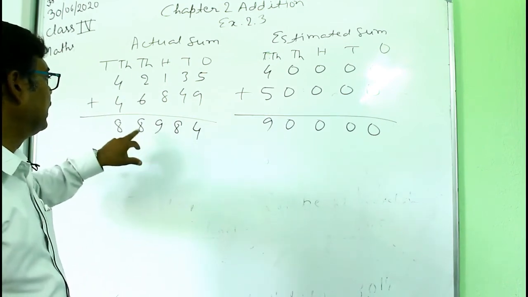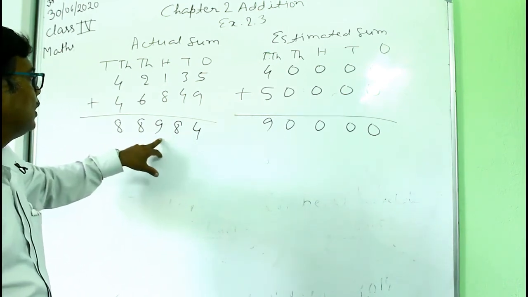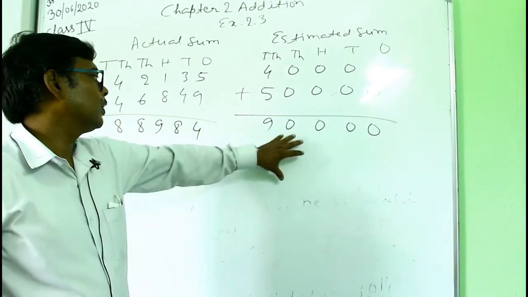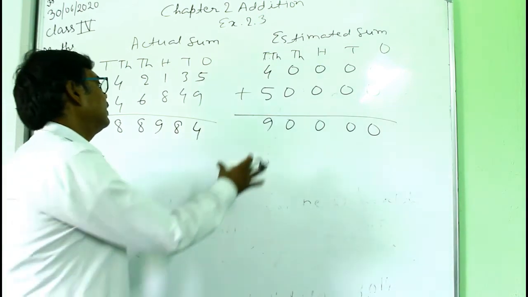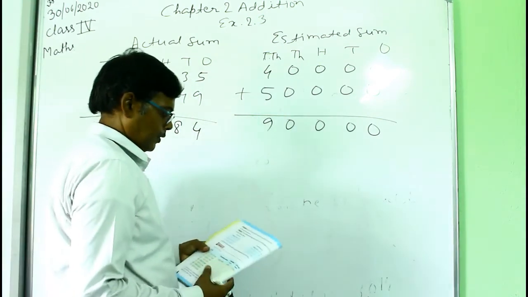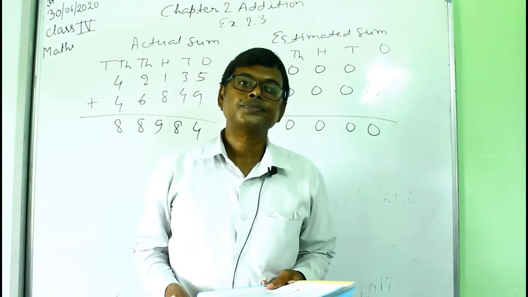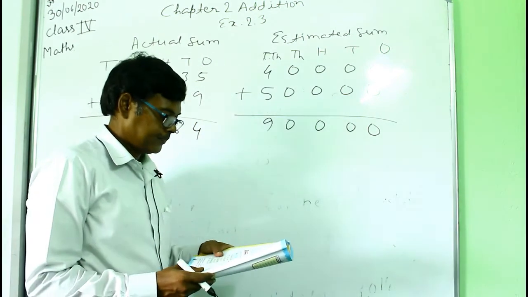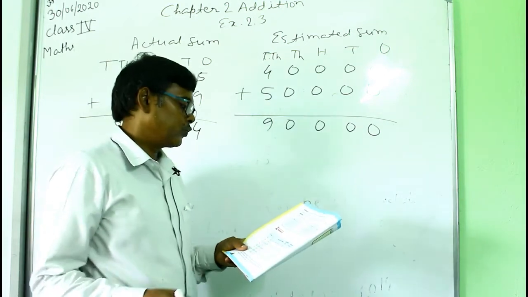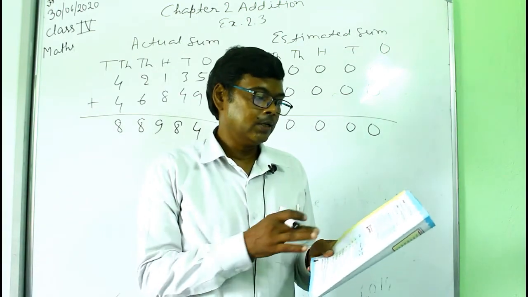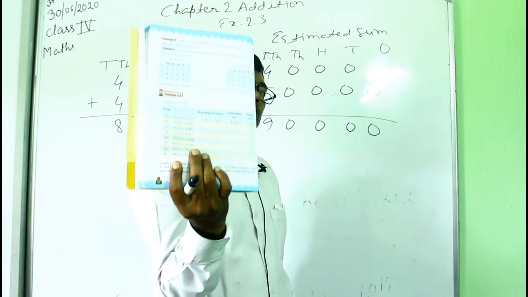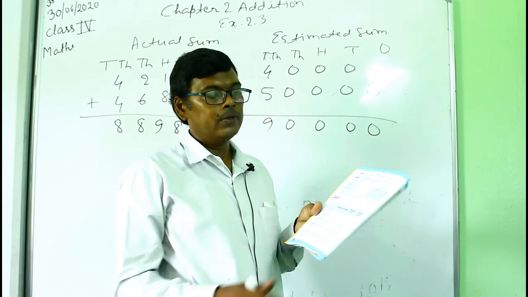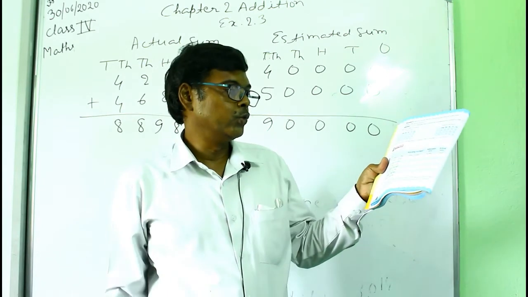This answer is 88,984 here, and this is 90,000. So these two numbers are very close to each other. So this is our estimation, not the exact answer. So this is how we will find the estimation. Now in question number 1, okay, complete the table. You are given the hint in this question, and I have also solved this in the PDF. So I will not solve this, and I will do question number 2, okay.